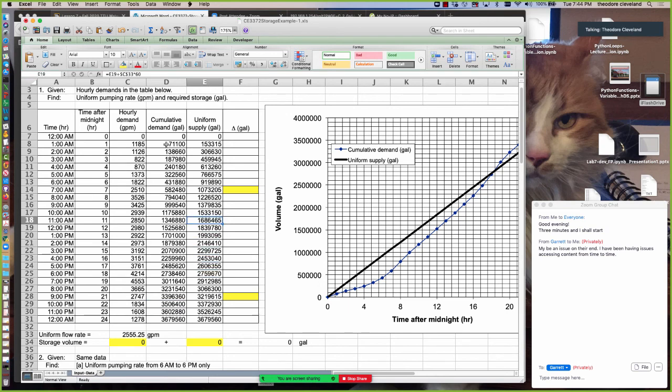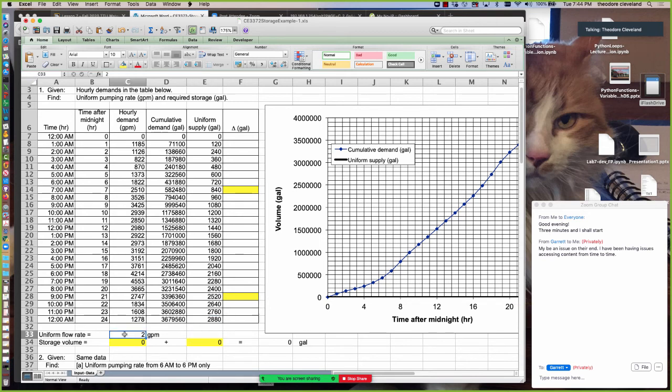In this next column, this is the uniform supply that we're going to put into the tank, which right now simply exists as a figment of our imagination. You see, if we supply a flow rate of 2,555.25 gallons per minute, we get to a total of 3.7 million gallons at the end of our 24-hour interval. If we make this different, say 2 gallons per minute, we don't produce very much water. Notice the plot pretty much flatlined.